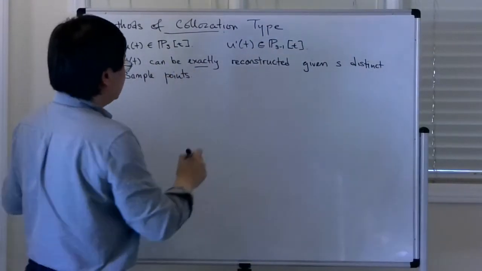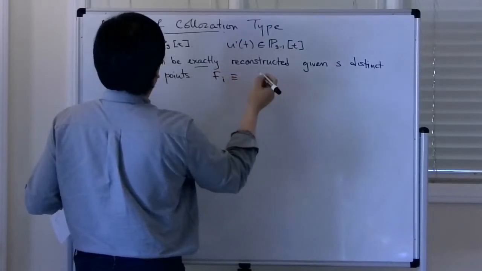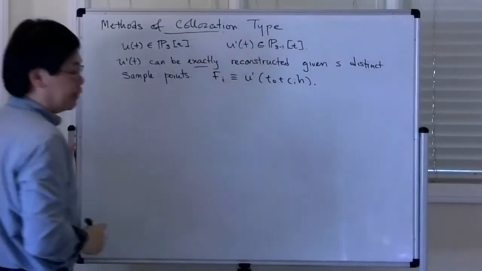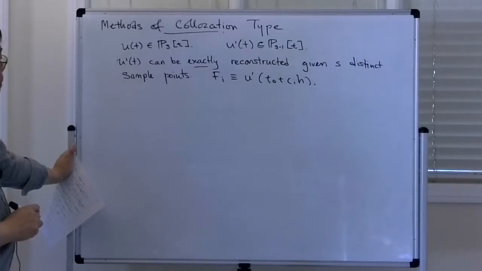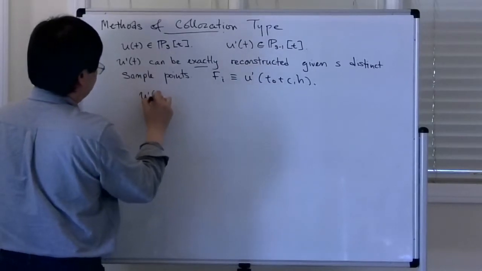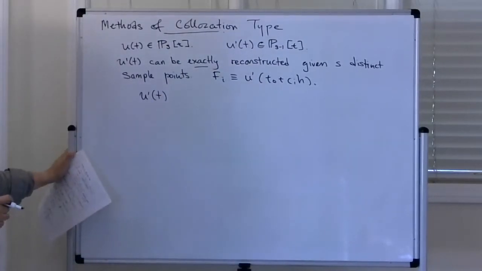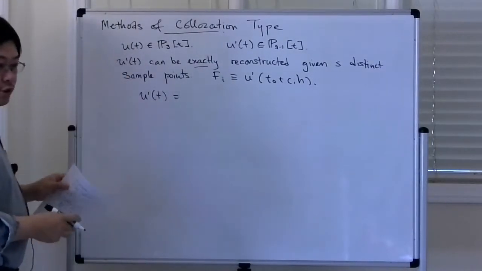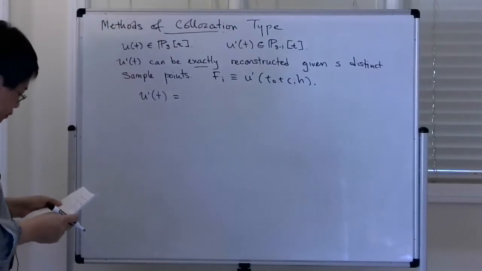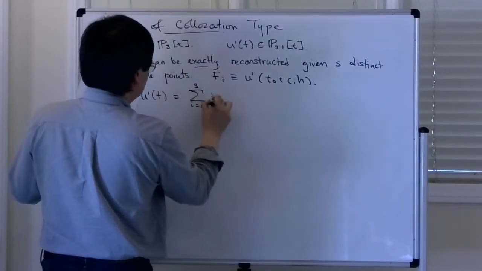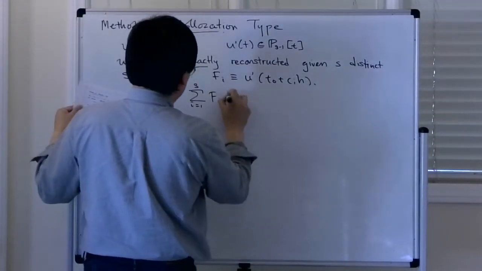And as before, these fi's are just u prime at t0 plus ci h, where the ci's are the collocation points. So what this is telling you is that u prime can be expressed in terms of its corresponding Lagrange interpolating polynomial in s points. And that expression is going to recover u prime. So I can write this as the linear combination, i equals 1 to s, of fi times the Lagrange polynomial li.